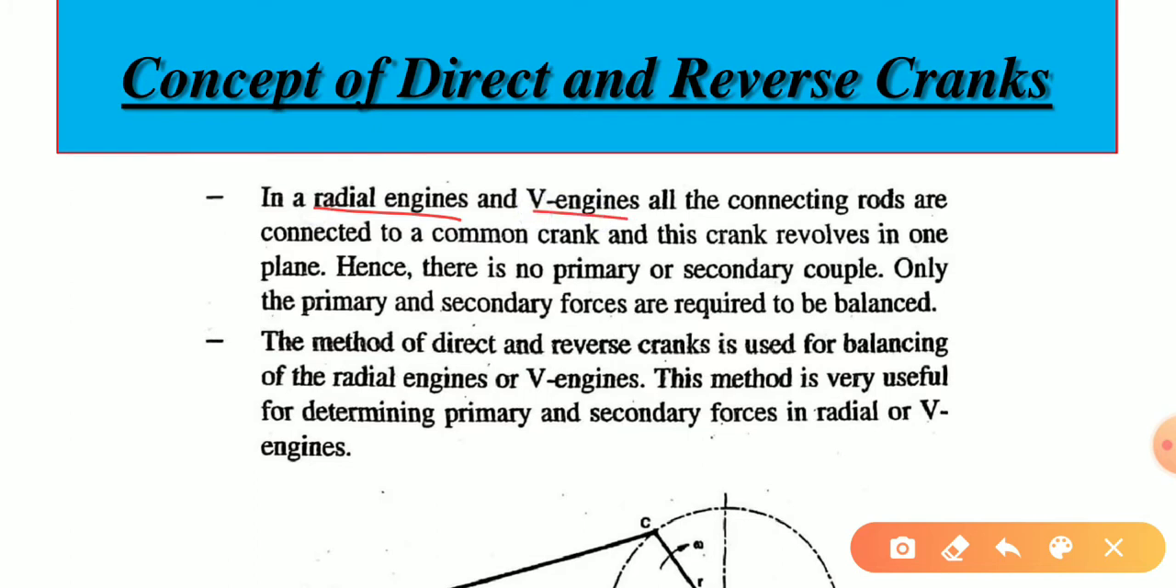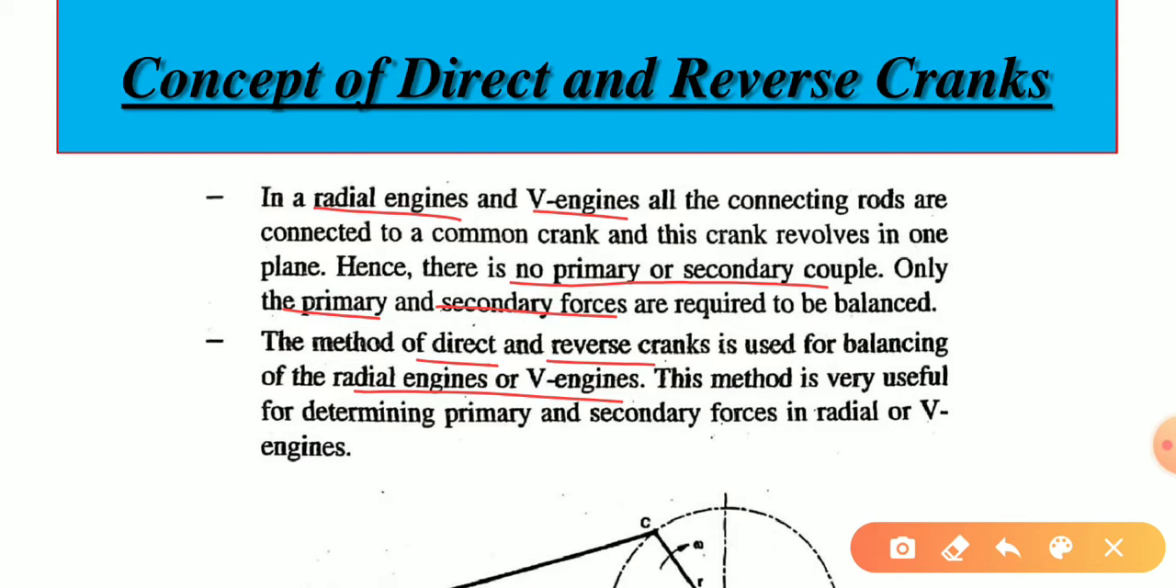All the connecting rods are connected to a common crank, and this crank revolves in one plane. There is no primary or secondary couple, only primary and secondary force required to be balanced, because all the engine cylinders are in the same plane. The method of direct and reverse crank is used for balancing especially radial and V engines.